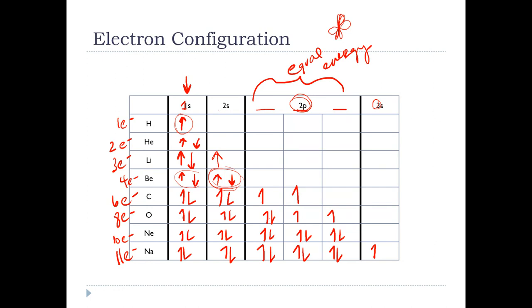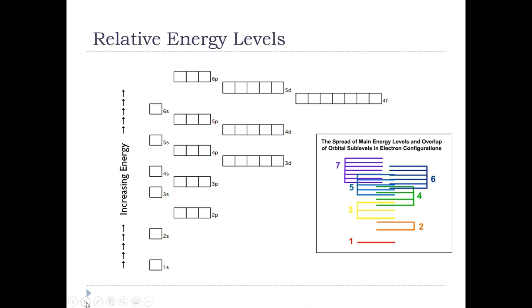2 electrons in the 1s orbital, 2 in the 2s orbital, 2, 4, 6 in the 2p orbitals, and only 1 in the 3s orbital. So sometimes we draw the Aufbau diagram. This guy is the Aufbau diagram.